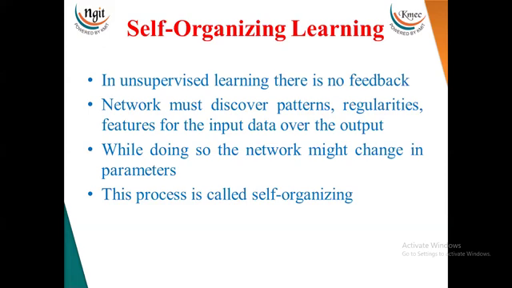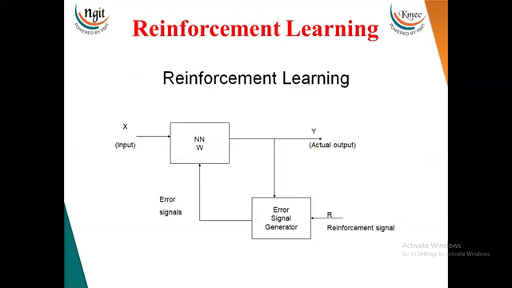So self-organized learning. So unsupervised, we don't have any feedback. The network must discover its own patterns, regularities, etc. And while doing so, the network might change the parameters. And this process of doing things on their own is also called self-organizing learning. So unsupervised is also known as self-organized learning.